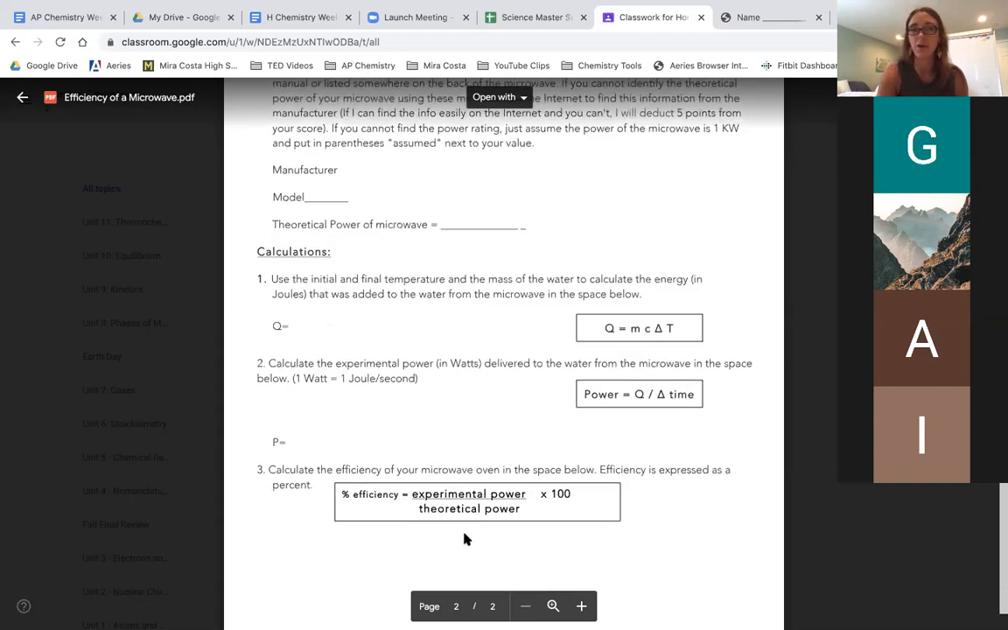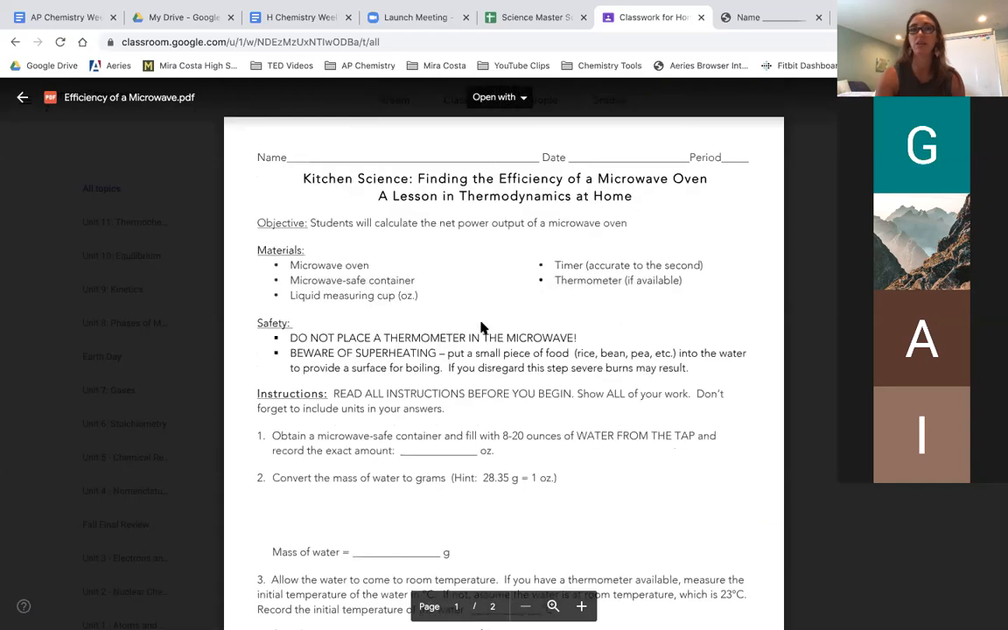And then once you get the power, you can determine what the theoretical power is, what your microwave says it is, and then your experimental power is what you calculate in part 2. And we'll see how efficient your microwave is. This is something I actually want you to turn in on Google Classroom. Okay, that's your lab this week, is a kitchen lab. All right, so that's that.